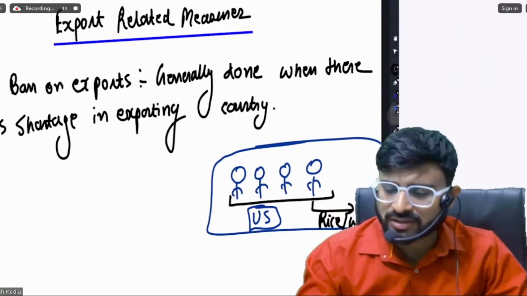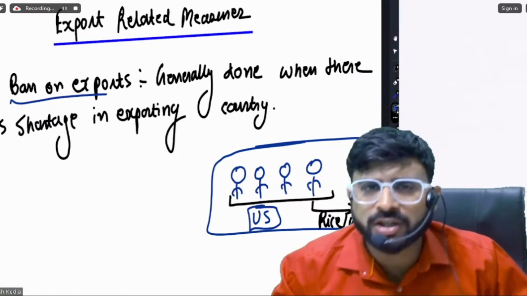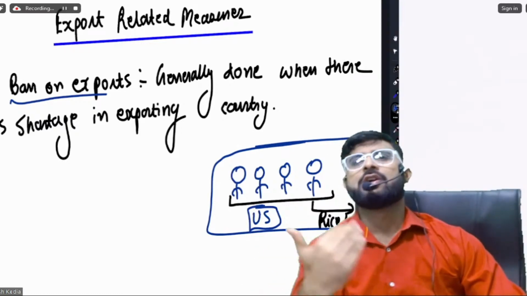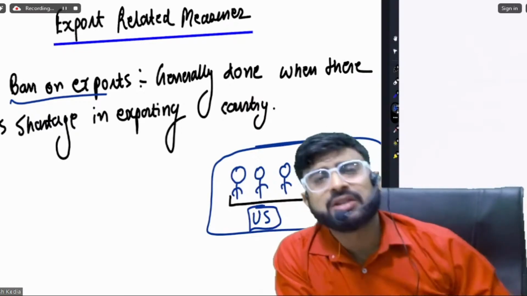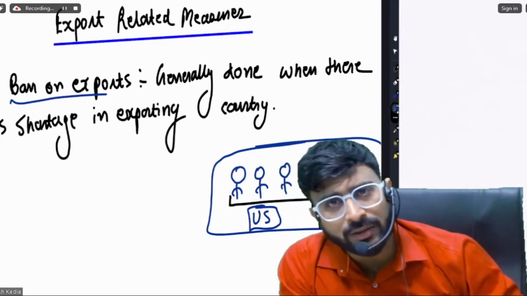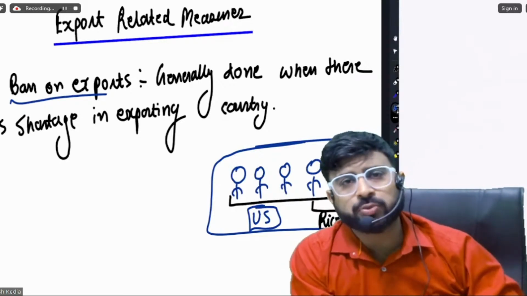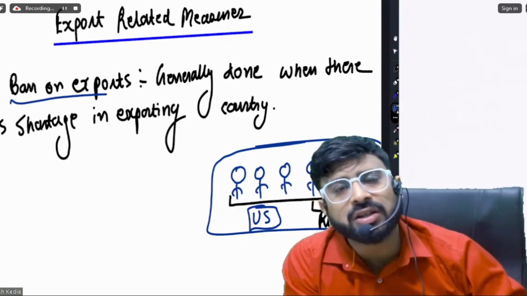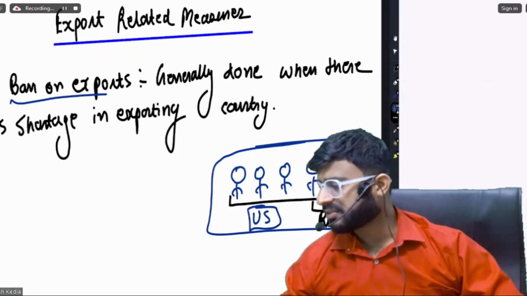So friends, this measure is taken when there is shortage. There can be other conditions too. For example, there is not a very good relation with the other country. The opposite country is my enemy country. If the opposite country is my enemy country, I can tell my exporter that you will not send anything to that country. That can happen. Common sense, yes or no, guys?